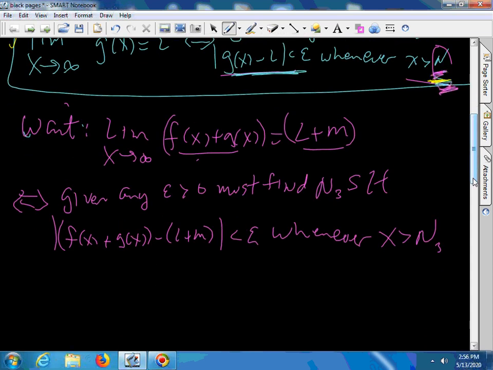And let's see what we have. This here is the same as the absolute value of f of x minus L plus g of x minus M.